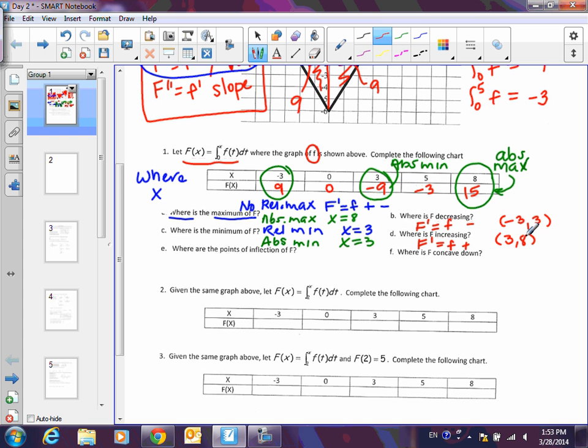Now, are any of you concerned about these parentheses versus brackets? Could I put brackets here? You might see them as brackets sometimes. It's not a big deal. The AP test accepts them.